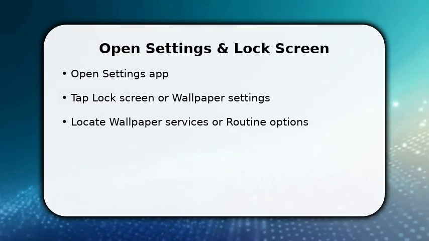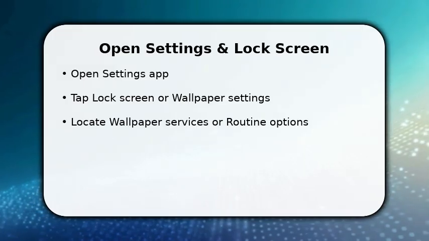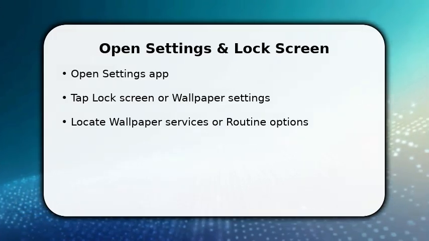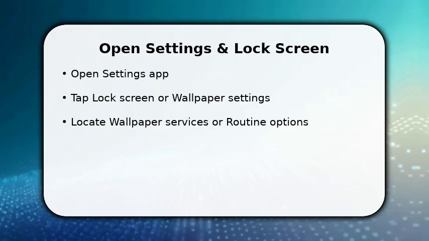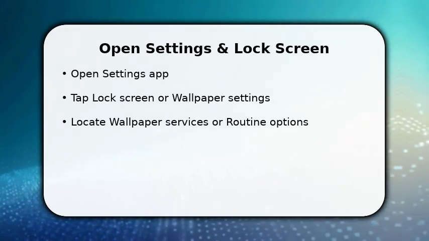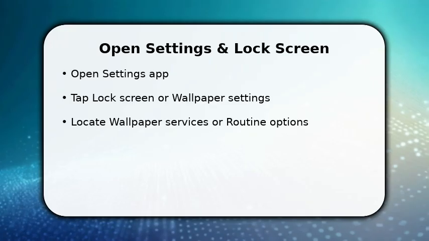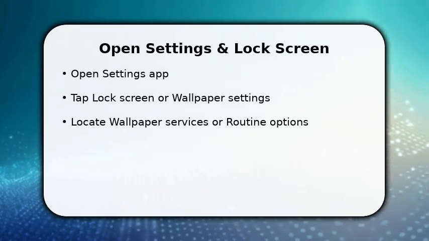You start by opening Settings and heading straight to Lock Screen. You need to find where Wallpaper Management lives, so tap Lock Screen or Wallpaper. Once there, look for Wallpaper Services, Dynamic Lock Screen, or any routine that changes images automatically.